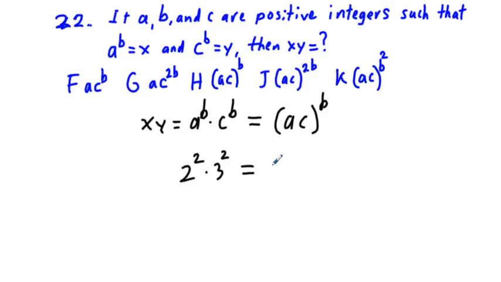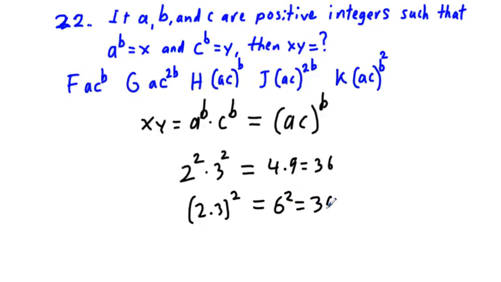What is that going to be? Well, that's going to be 4 times 9 equals 36. Are we going to get the same thing if we take 2 times 3 in parentheses and raise that whole thing to the power of 2? Yes, we're going to get 6 squared equals 36. So our correct answer to this is H.